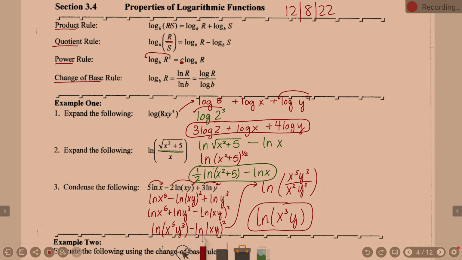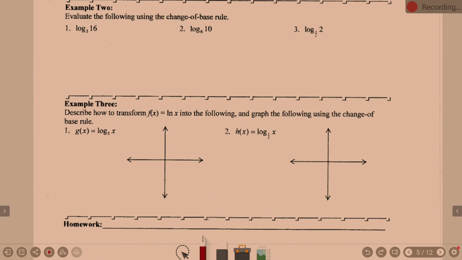Ready for example 2? Okay. Example 2 asks us to evaluate the following using the change of base rule. Okay, so log base 3 of 16. Do calculators have log base 3 buttons? No. Okay, so I need you to know how the change of base rule works. Change of base, how am I going to rewrite this, guys?